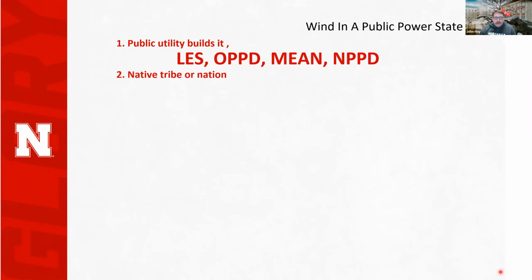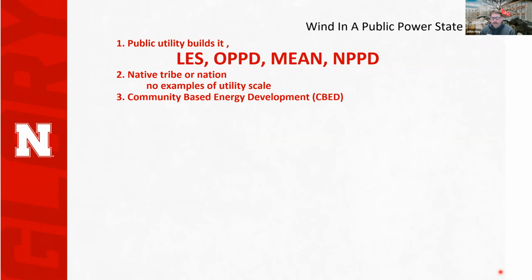First, prior to 2007, the public utility could build a renewable system. We saw that four different times. LES built two wind turbines, OPPD built one, the Municipal Energy Agency of Nebraska built a small wind farm at Kimball, and NPPD built a small wind farm at Ainsworth. And then the development kind of stopped. Those were kind of test beds: we'll see how this goes. The native tribes or nations have always had the ability to do this, but not necessarily a reason to. Plus, they couldn't access the tax credit either, so we don't see any examples of them building at utility scale. They have some small-scale developments, but not utility scale.